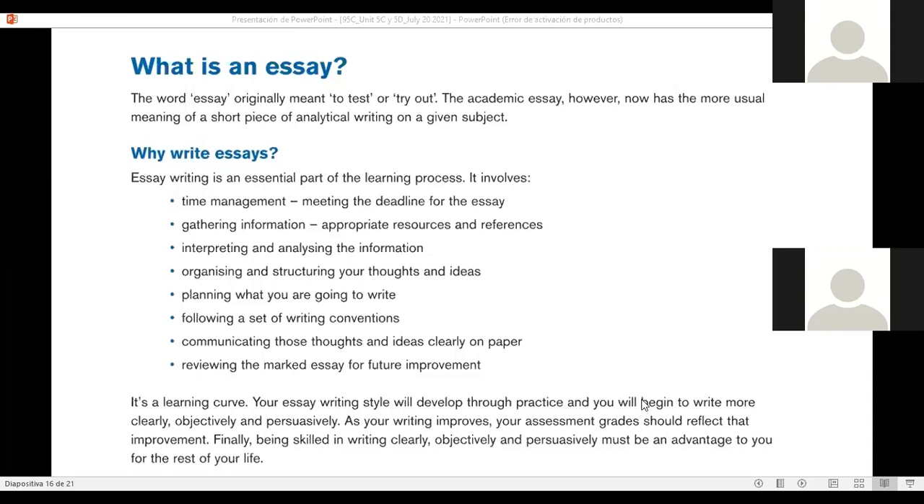Today, or in this unit, we're going to learn how to write an academic essay. So as you are seeing here, this academic essay is a short piece of analytical writing. This means that you need to make a short research or look up in some documents, articles, or books for some information that maybe can help you or support your work or your ideas or your comments. Okay. So why do we need to write essays?